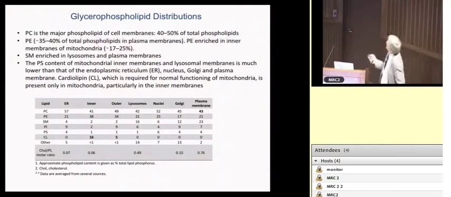This is the distribution of the glycerol phospholipids. I won't go through each one of these, but phosphatidylcholine is the major phospholipid of cell membranes. So 40 to 50% of the lipids in the cell membrane are PCs. PEs are the second most common, and PEs are enriched in the inner mitochondrial membrane.